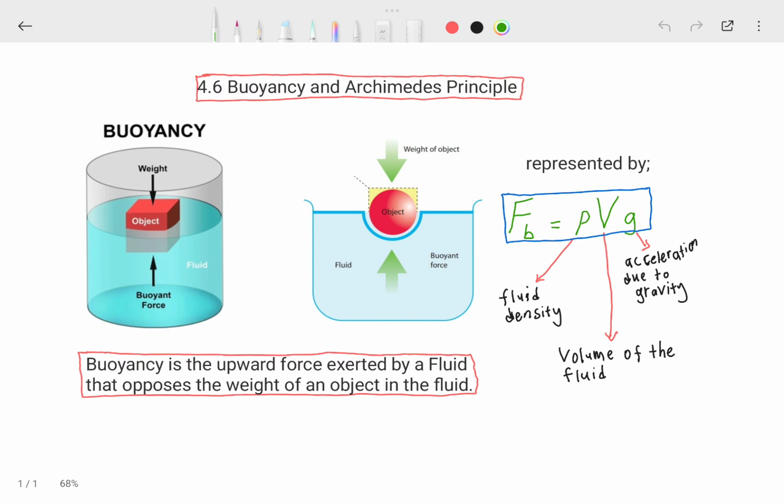So this situation can be represented by this equation: Fb equals rho f multiplied by V multiplied by g, where rho f is the fluid density in meter cubic or cm cubic, while V is the volume of the fluid in meter cubic or cm cubic, and g is the acceleration due to gravity in unit meter per square second, which the value is fixed, 9.81 meter per square second.